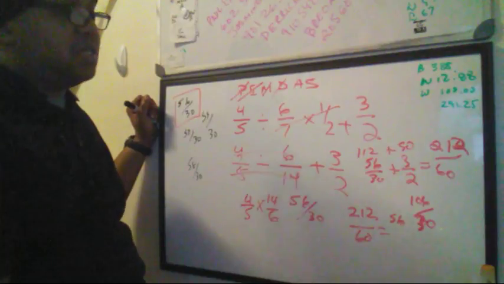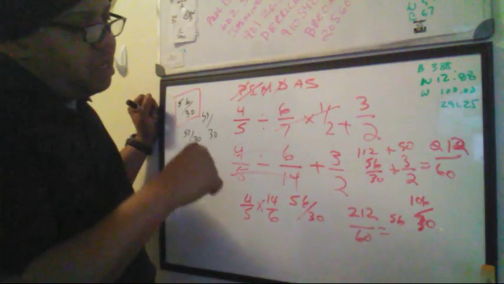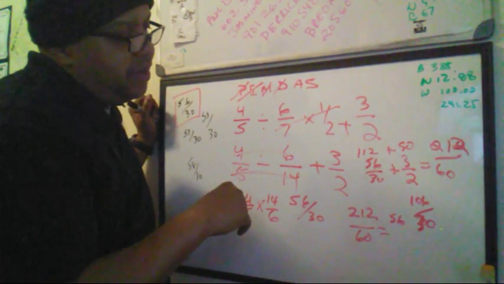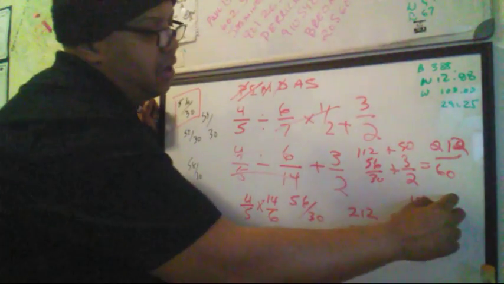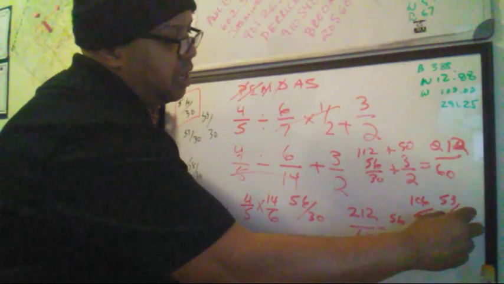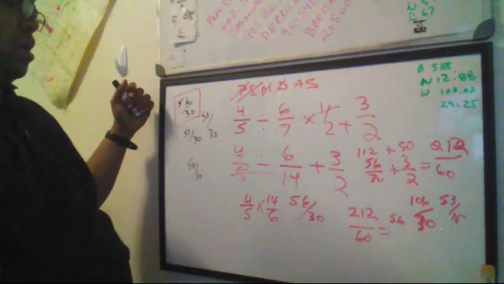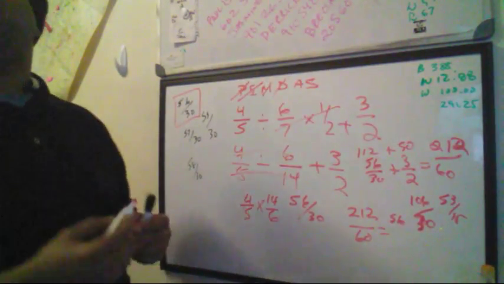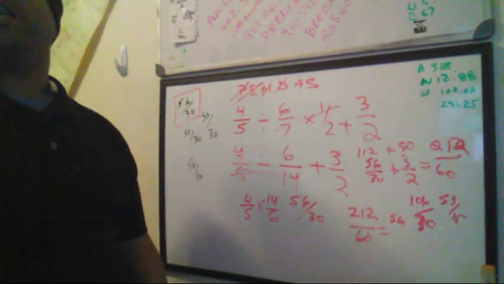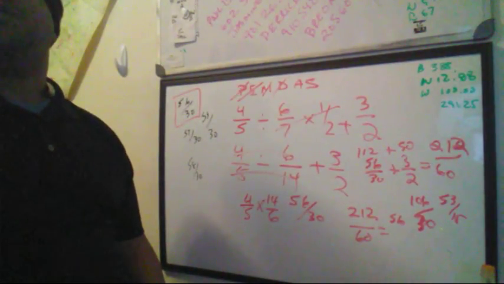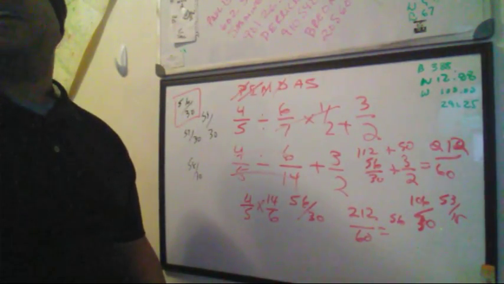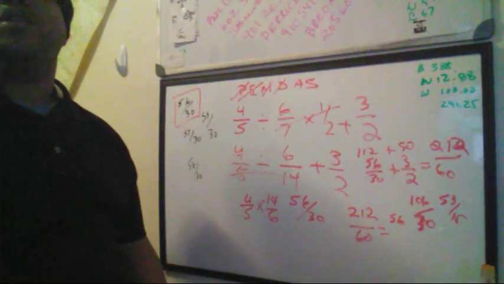All right, let's just see where this goes. And this would be 53 over 15. 53 over 15. Even if we converted that to 30ths. All right, I got to look at that again. That was a mess. Yeah, I got to look at that again.